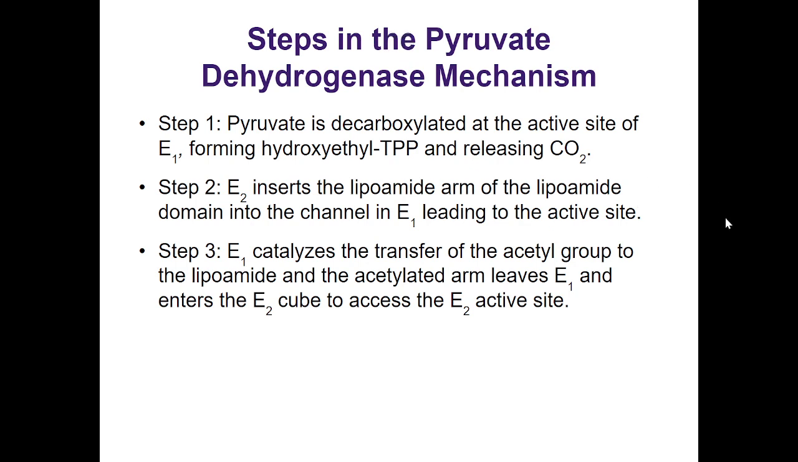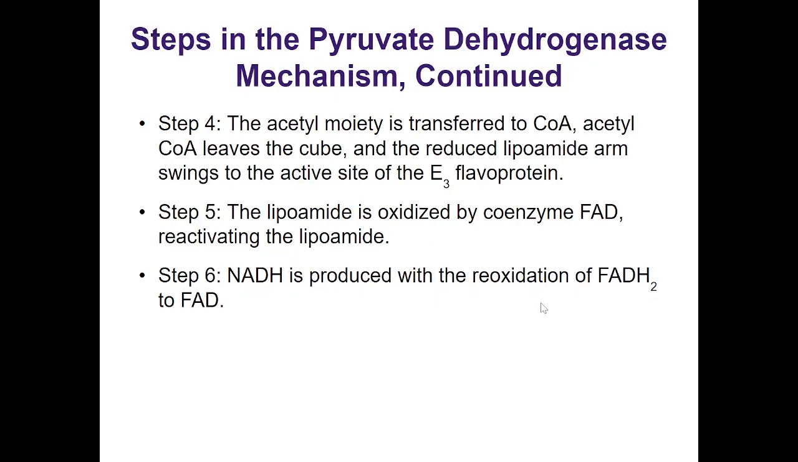So step 1, the pyruvate is going to have a decarboxylation at the active site of E1. This is going to form your hydroxyethyl TPP. This will release CO2. Step 2, your E2 inserts the lipoamide arm of the lipoamide domain into your channel in E1, leading to the active site. Step 3, E1 is going to catalyze the transfer of the acetyl group to the lipoamide. I'm getting ahead of myself. We're still acetylating. The acetylated arm is going to leave your E1 and enter the E2 cube to access the E2 active site.